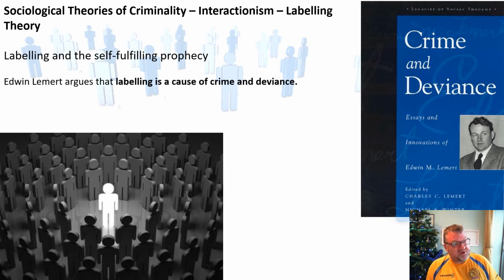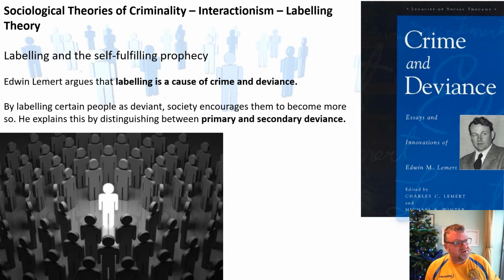So this moves us on to the idea of labelling and the self-fulfilling prophecy. Edwin Lemert says that labelling is a cause of crime and deviance. He says by labelling certain people as deviant, society encourages them to become more so. If you label someone, they become more deviant. He explains this by distinguishing between primary and secondary deviance. Now, for the purposes of the exam, you have to understand the difference between primary and secondary deviance.